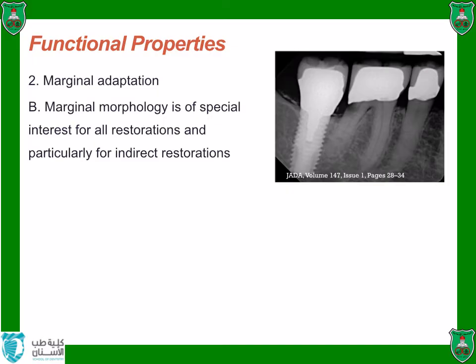If you have a problem in the morphology, or there's no adaptation between your crown and the finish line that you made, you might end up with secondary caries. As you see in this picture, we have root caries under the crown. This root caries is sometimes very difficult, and you might need to extract the tooth because you can't treat those hidden areas.